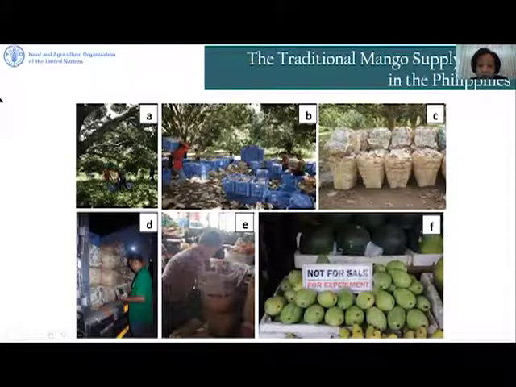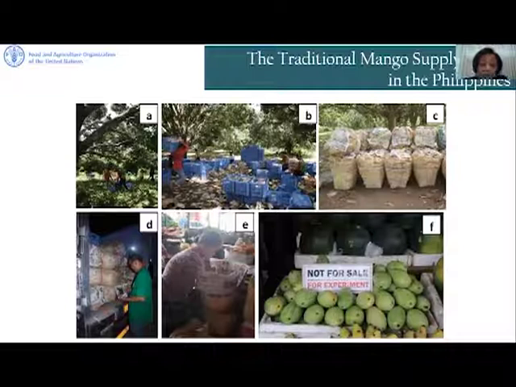What you're seeing on the screen here are the essential steps of the traditional mango value chain in the Philippines, where the mangoes are harvested using some locally fabricated harvesters. They are then packed into plastic crates and sorted, after which they are transferred to these somewhat flexible baskets.